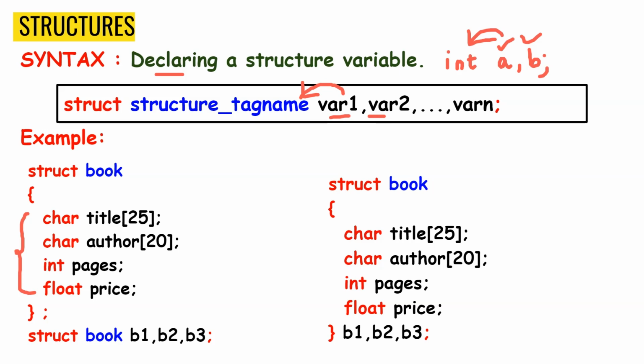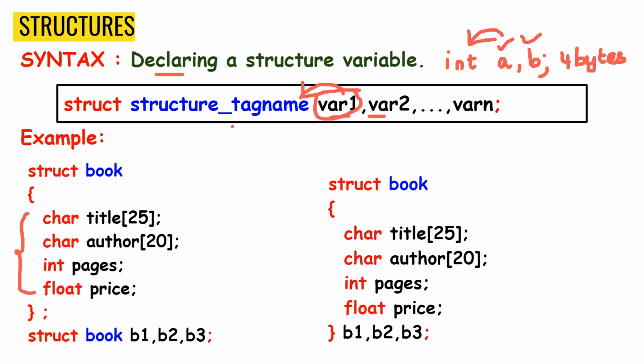When you declare an integer variable, depending on the compiler, the size of that integer variable will be 2 bytes or 4 bytes. Similarly, what will be the size of the structure variable? How much memory space will be allocated? It depends upon the structure that we have already defined.